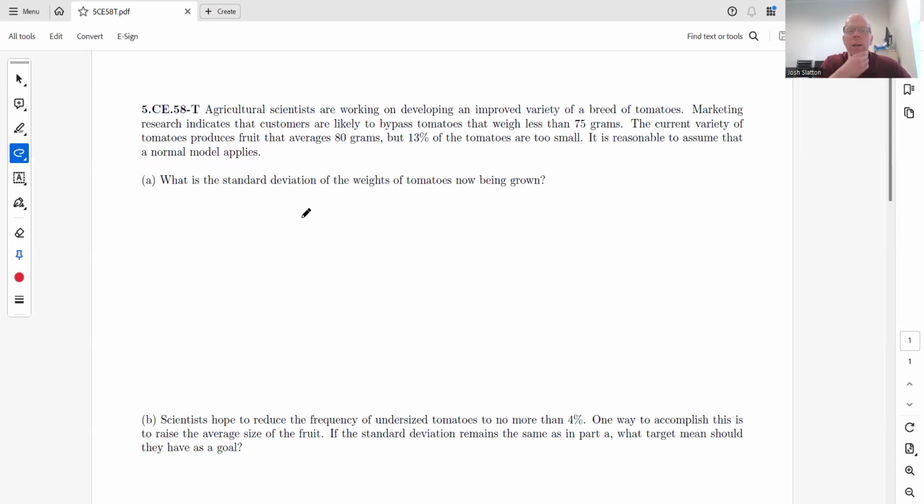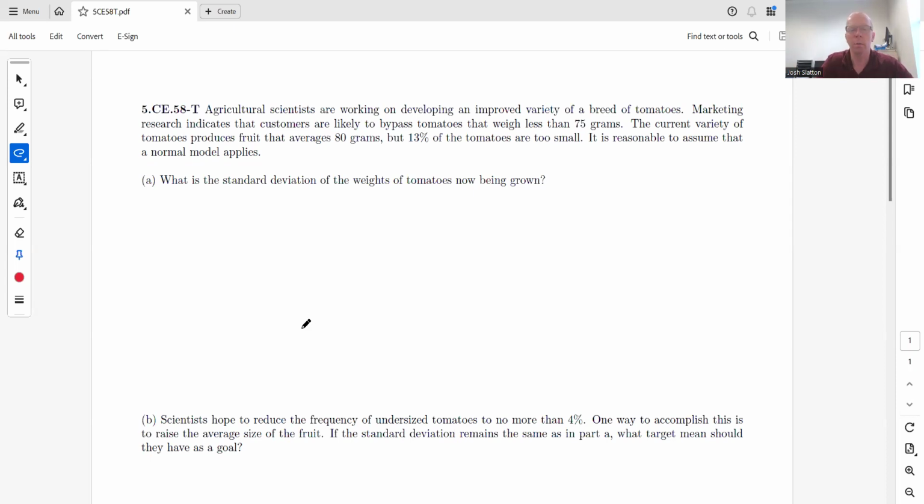Agricultural scientists are working on developing an improved variety of a breed of tomatoes. Marketing research indicates that customers are likely to bypass tomatoes that weigh less than 75 grams. The current variety of tomatoes produces fruit that averages 80 grams, but 13% are too small. It's reasonable to assume the normal model applies. What is the standard deviation of the weights of tomatoes now being grown?